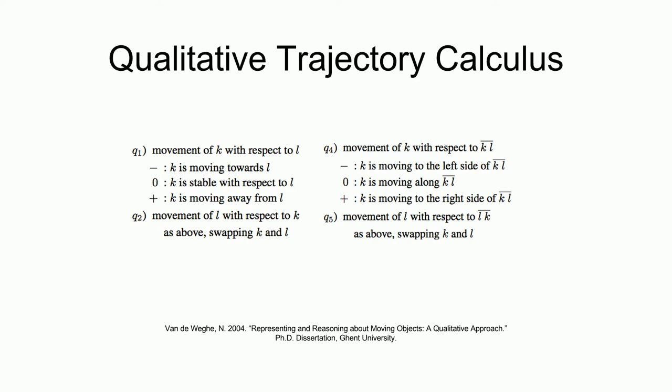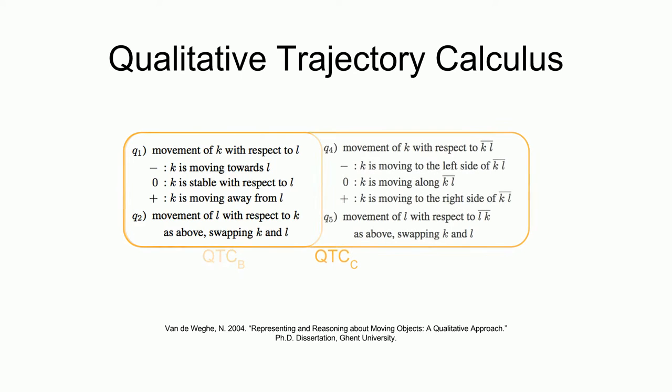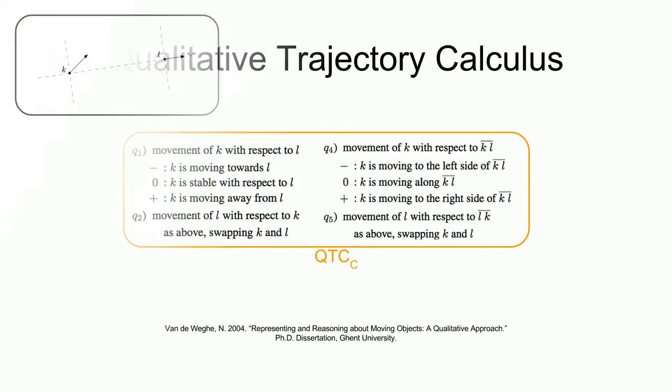QTC comes in many variants, of which we use QTC Basic, or QTC-B, to encode moving towards, away, or keeping the same distance using the symbols minus, plus, and zero. Using the same set of symbols, we encode moving to the left, right, or along the connecting line between the two agents using QTC Double Cross, or QTC-C.